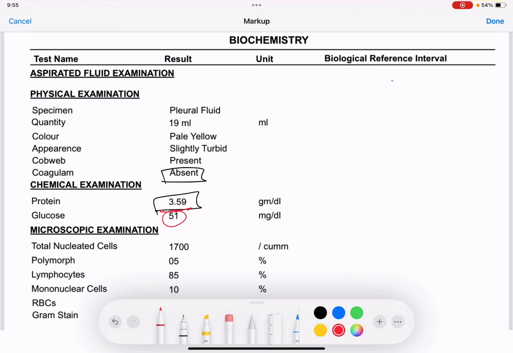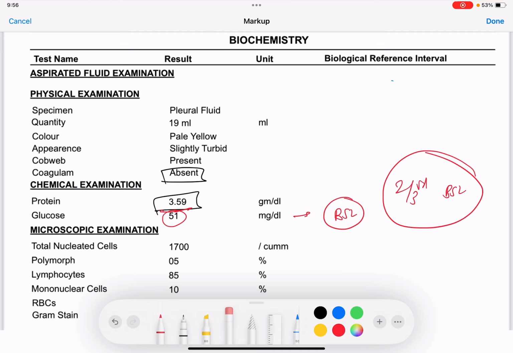Then comes the glucose level. The glucose level should be around 2/3 of the blood sugar level. So we have to always check the blood sugar level of that patient at the time of doing the pleural fluid tap. It should be around 2/3 of the patient's blood sugar level. Then that is considered normal.